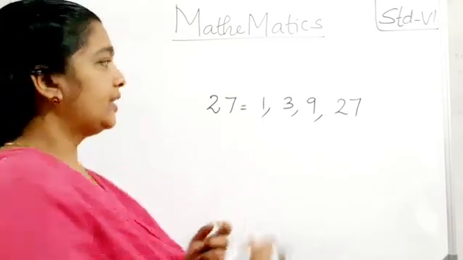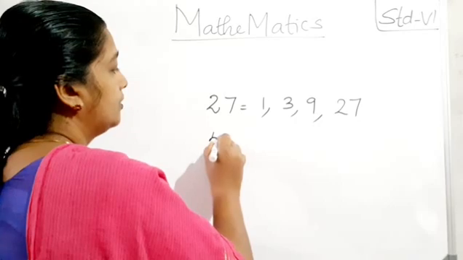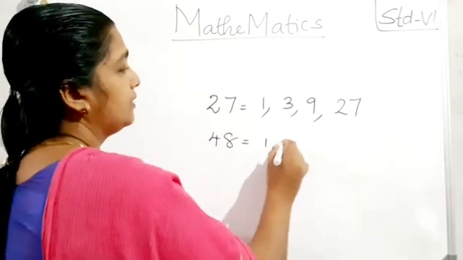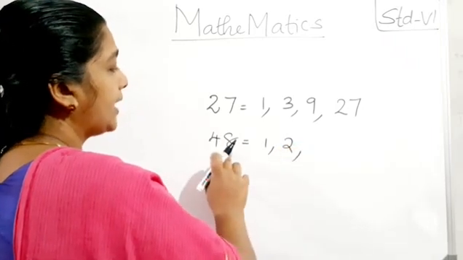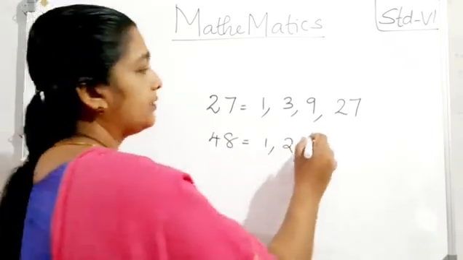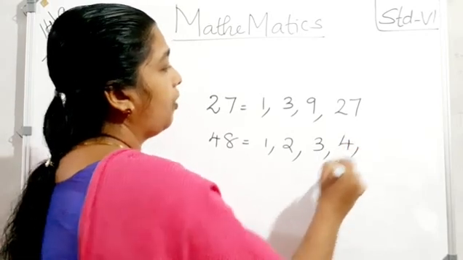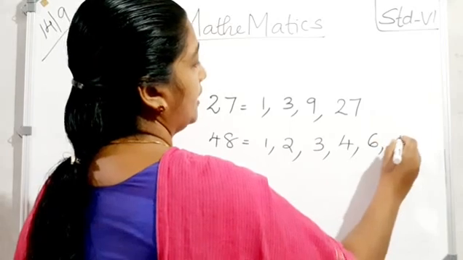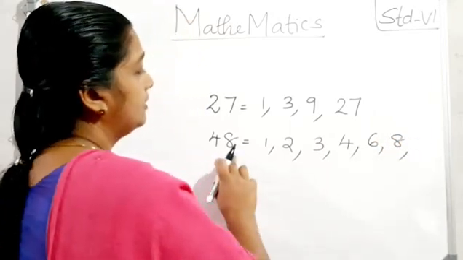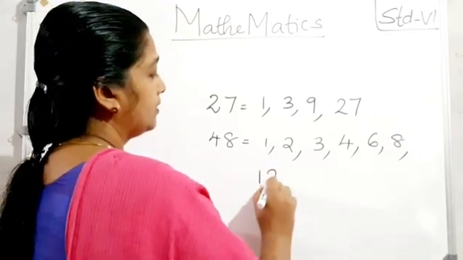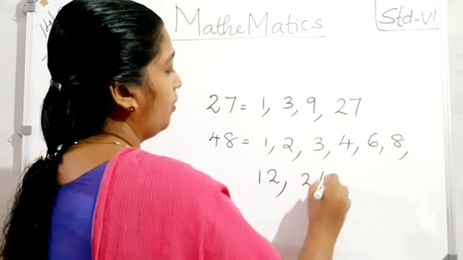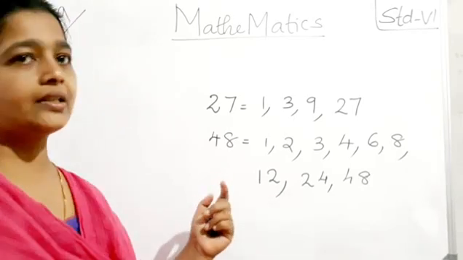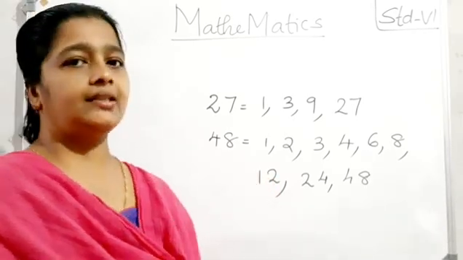Then another number, 48. Say the factors. 1, 2. Then 4 eights are 32... 4 into 12 equal 48? 12 is a multiple of 3. Then 4. Next 6. Then 8. Next 12. Next 24 and 48. These are the factors of 48.